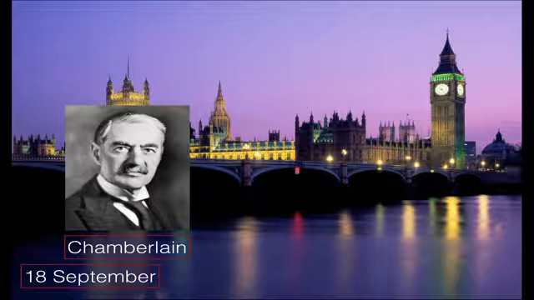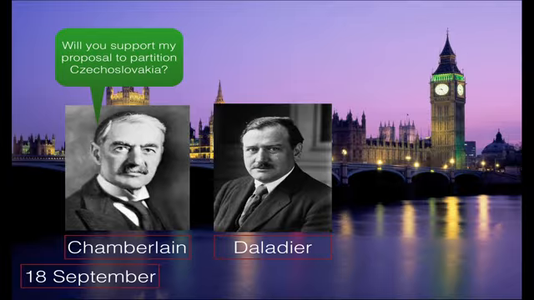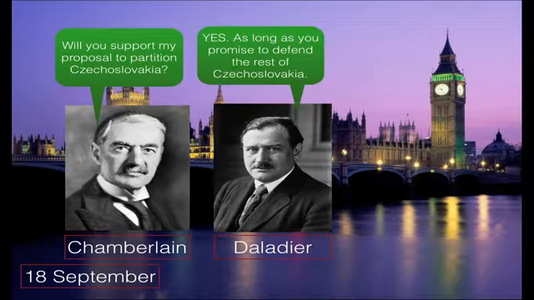So on the 18th of September, Chamberlain's in London and he invites the French Prime Minister Daladier out to London. And Chamberlain proposes to Daladier, look, I've talked to Hitler. He says he won't go to war if he can gradually obtain a handover of the Sudetenland, a partition, which means a split, a partition of Czechoslovakia. He says, look, will you support this idea of giving the Sudetenland to Germany? And Daladier says, yes, as long as you, Britain, alongside France, promise to defend the rest of Czechoslovakia. So Hitler can have the Sudetenland, but he's not allowed to have the rest of Czechoslovakia. And if he tries that with military force, you and I will back Czechoslovakia against Hitler. And Chamberlain agrees.